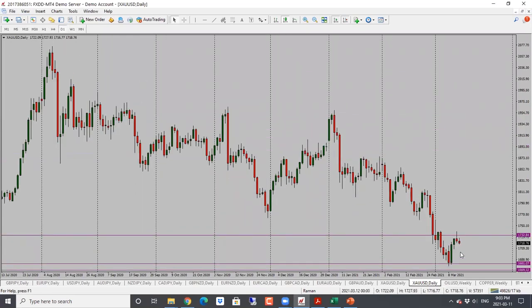Gold here, gold has a nice pin bar. So looking for a drop back towards our support level, 1700 and then 1680. So bearish bias for gold.